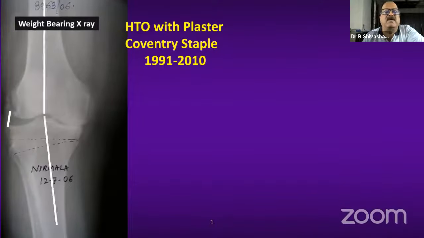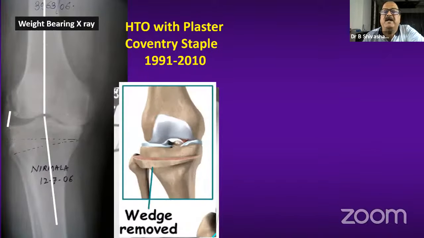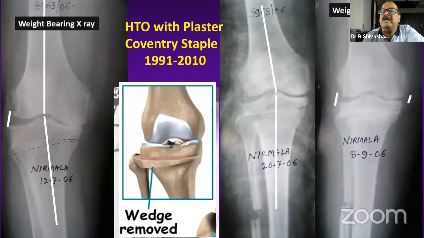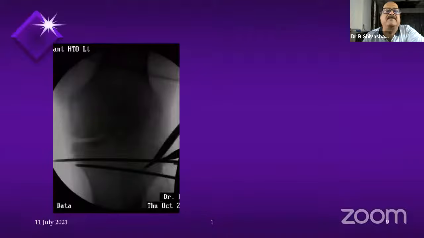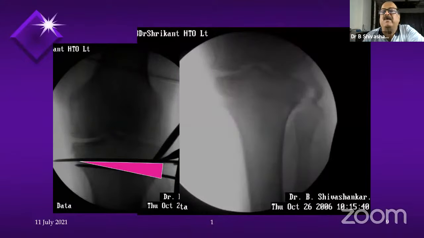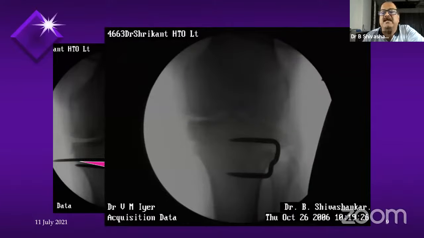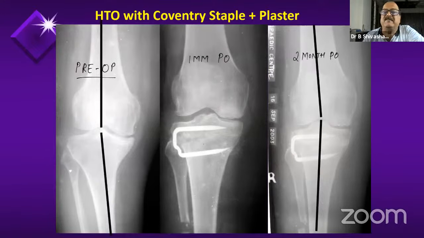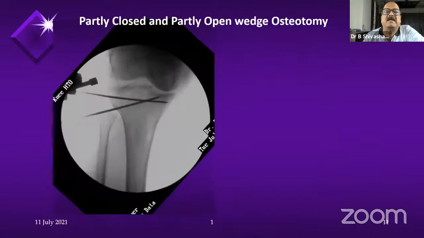This is one of the cases where I removed a wedge of the bone and applied a plaster in the corrected position to get a reasonably good outcome in this lady. Another X-ray: a doctor himself, at the age of 65, I operated with a lateral closed wedge osteotomy fixed with a staple, and he also had a very good knee for the next 15 years. Coventry staple is useful. Another case where I used the Coventry staple, because the duration in plaster becomes less if you use the Coventry staple.